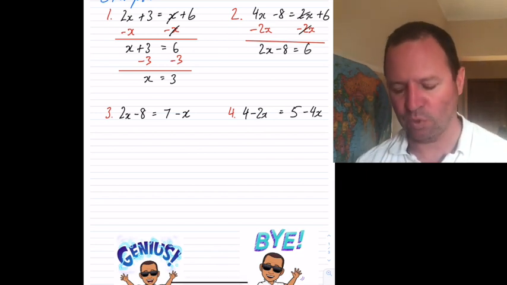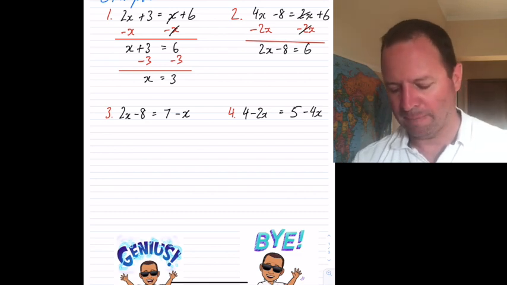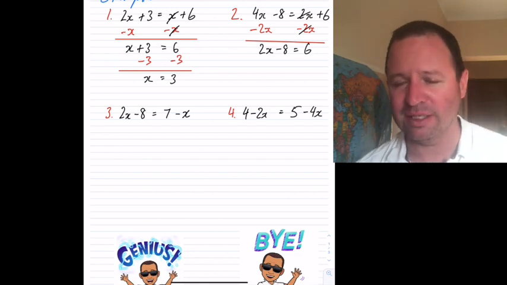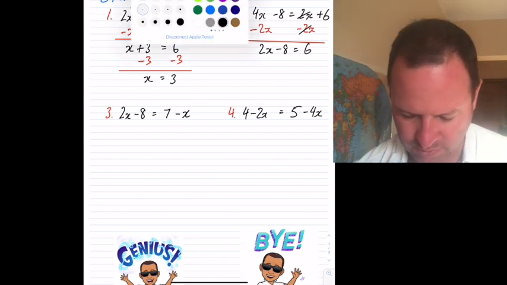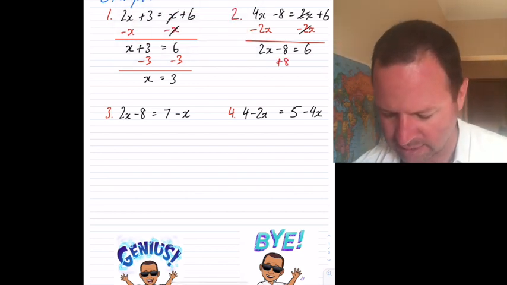Now I go to my next step. What's furthest away from the x on the same side as it? It's the 8. What's it doing? It's subtracting. So therefore, I need to add 8 into this one. So I'm going to add 8, and I'm going to add 8.